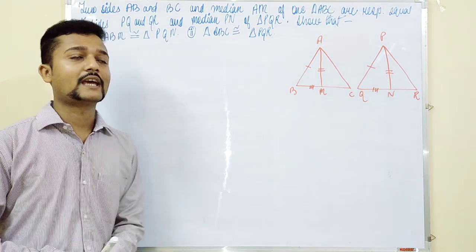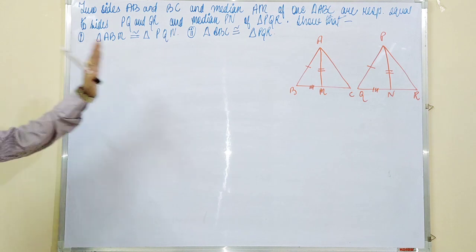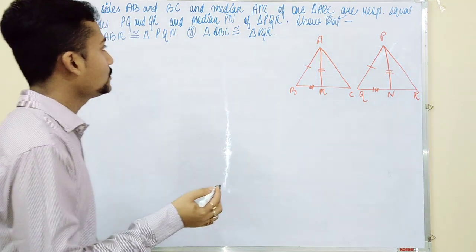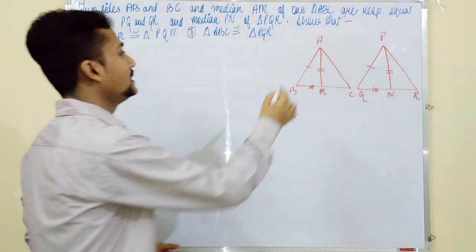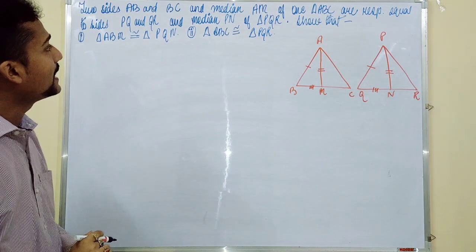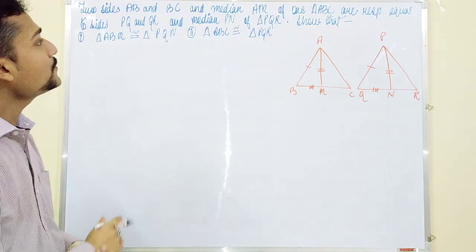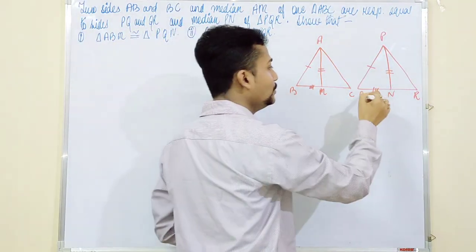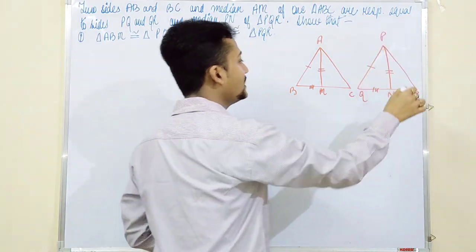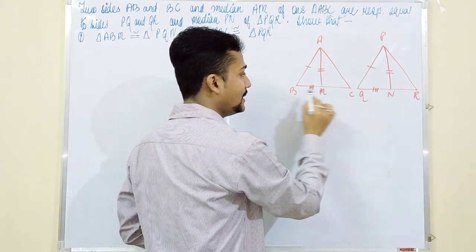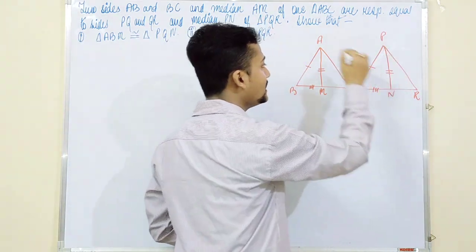So the next question that we have with us is, there are two triangles drawn on the board and the question goes: two sides AB and BC and median AM of this particular triangle ABC are respectively equal to PQ, QR and median PN of triangle PQR. We will try to understand the question first. That means this is equal to this, whole side BC is equal to QR and PN is equal to AM.